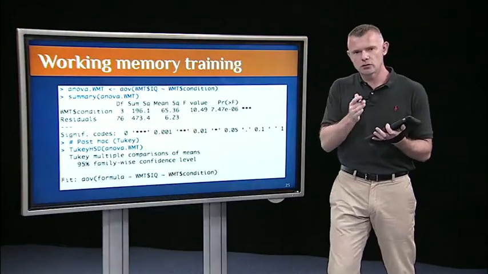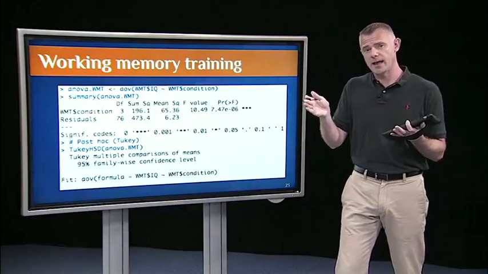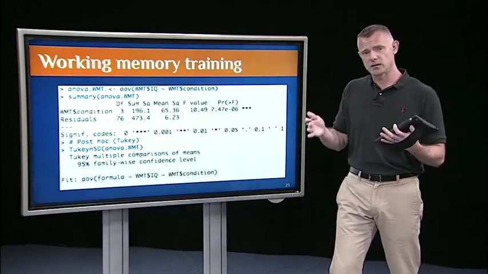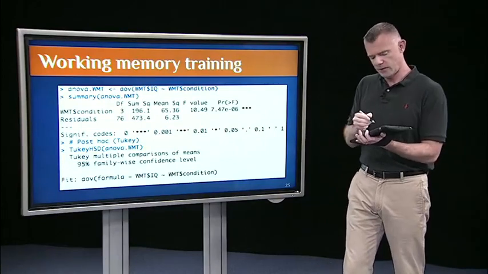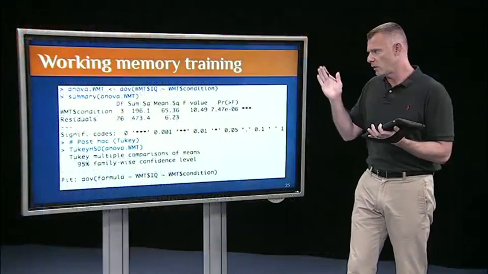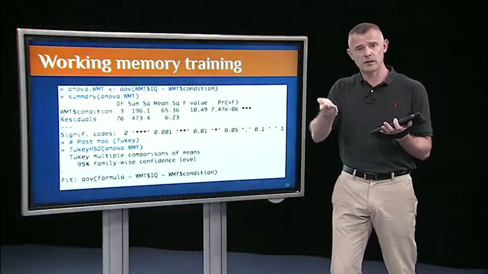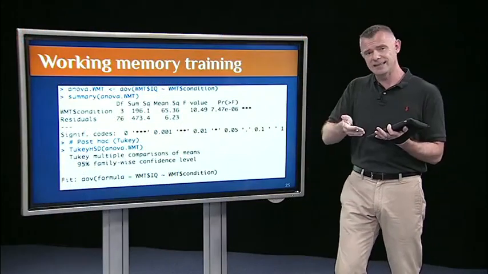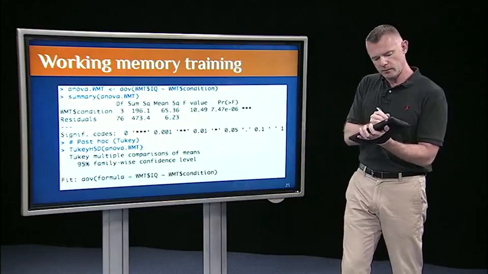I didn't mention there were 20 subjects in each of the 4 conditions, for a total of 80 subjects in the entire experiment. That means the total degrees of freedom should be 79. Well, if I add up 3 and 76, that's 79. There were 4 conditions, so 3 for the condition degrees of freedom makes sense. And remember, for the residuals or error, it's number of subjects in a group minus 1 times the number of groups. So it's 19 times 4, or 76. So that's the summary table.